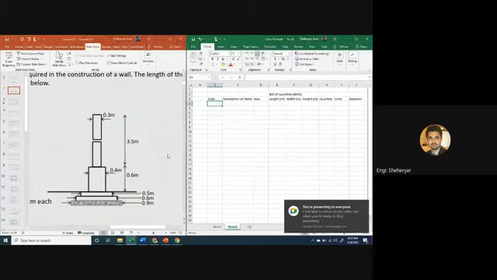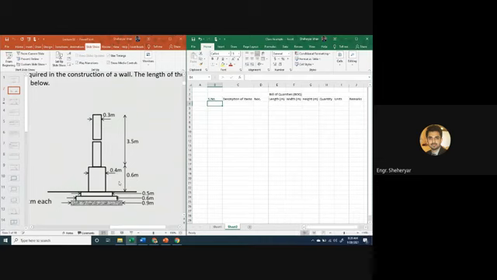Okay, so when you are constructing this wall, what will be the first item of construction? What will be the first activity? What will you do first?